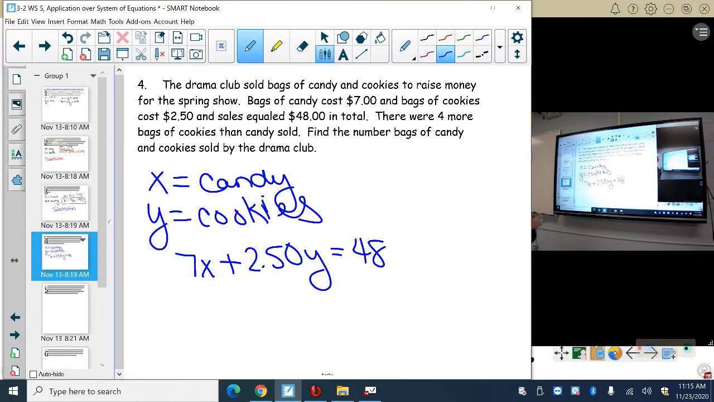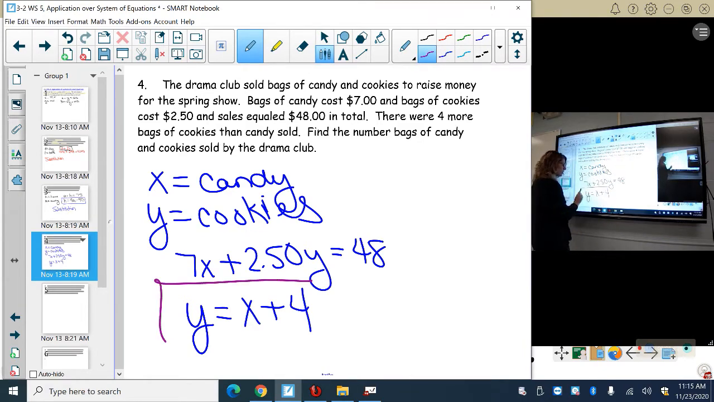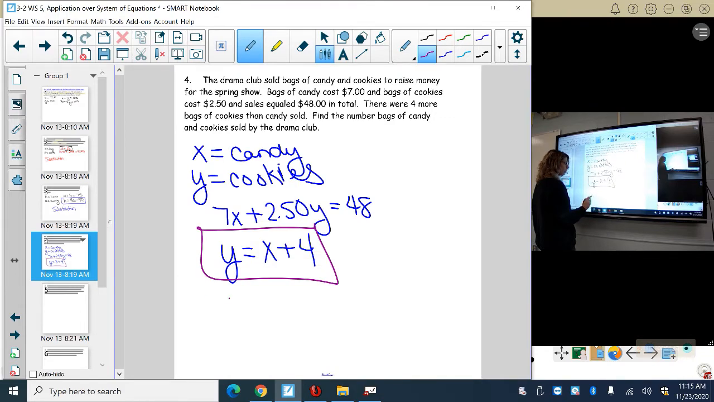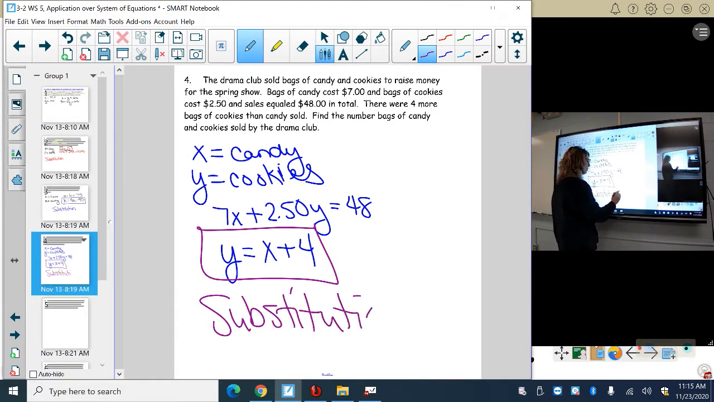There were 4 more bags of cookies than candy. So my cookies are going to equal all my bags of candy, and it says there were 4 more bags of cookies than my candy. So I have all my candy plus 4 more. This right here is set up for substitution, and it is best solved like that.